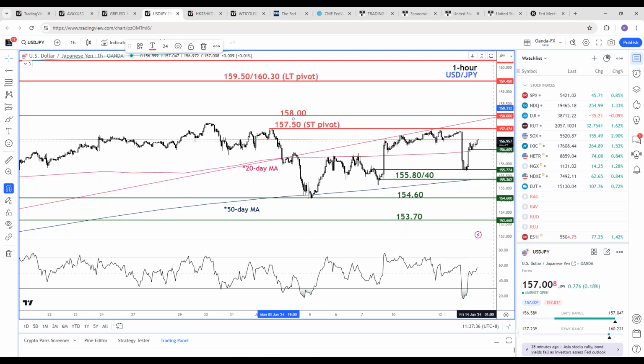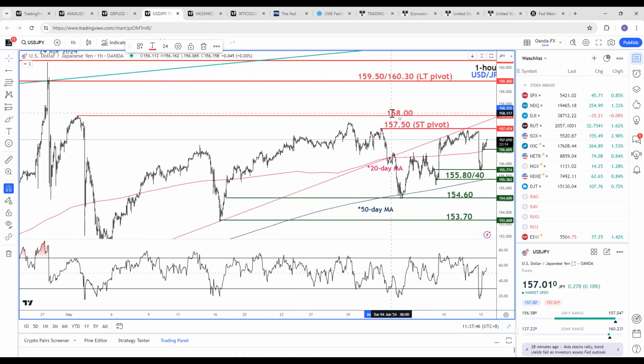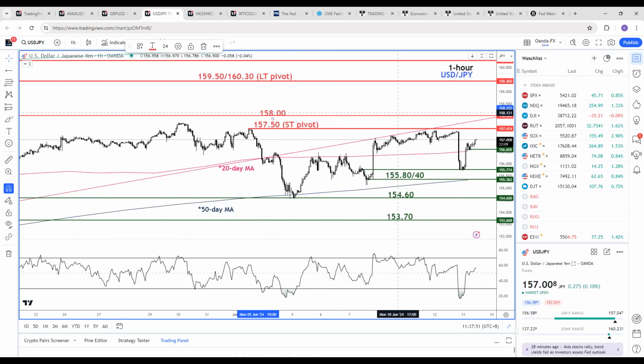Only a breakout above 157.50 would be able to see it hitting up to the minor range top of 1st of May at the 158 figure level. So this is the key short-term intraday technical levels to watch on the dollar yen, using 157.50 as a short-term pivotal resistance. Potentially it may start to do a bit of minor mean reversion back towards the lower limit of the range again. All right, so that's for the FX market.